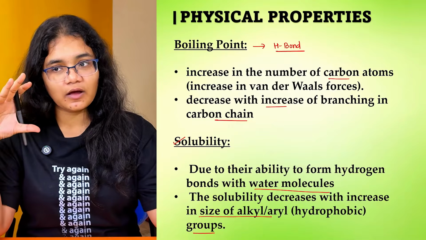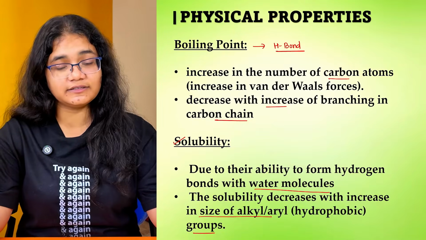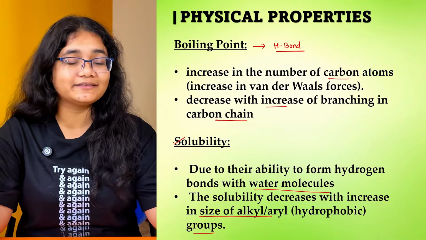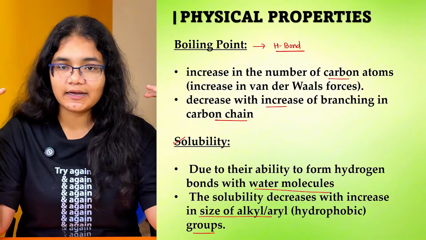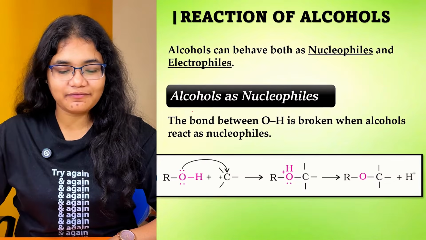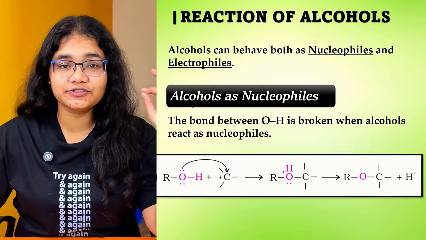If the R group increases, it produces hindrance in the formation of hydrogen bonds, as a result of which the solubility decreases. Clear? So now we will move on and discuss the reactions of alcohols.